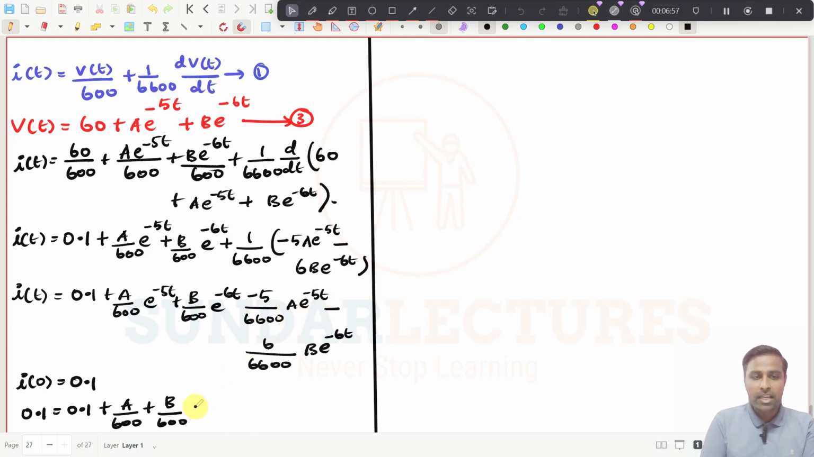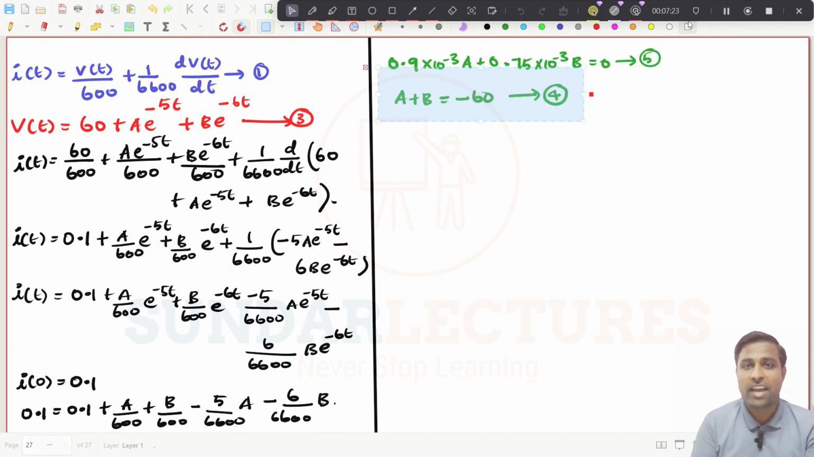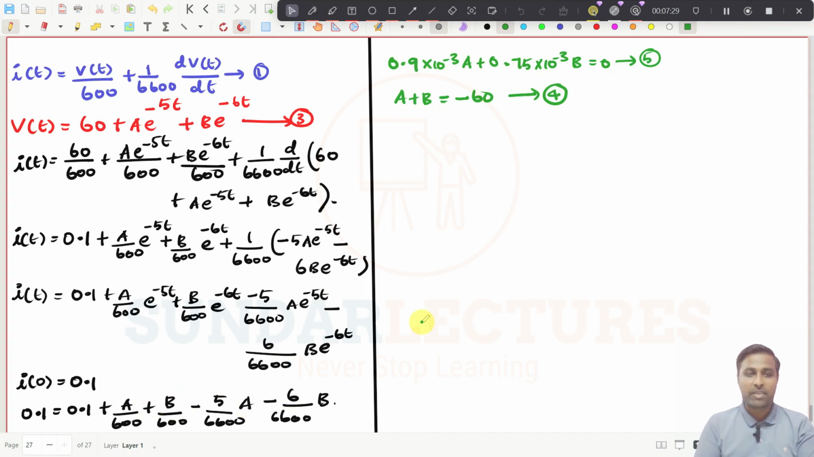Becomes 1, and you will get minus 5/6600 a, and then if you put 0 here, you will get minus 6/6600 b. See, if you finally simplify this, what is the expression you are getting? And now you see, this is the final expression. See, this is the expression I am getting from here.